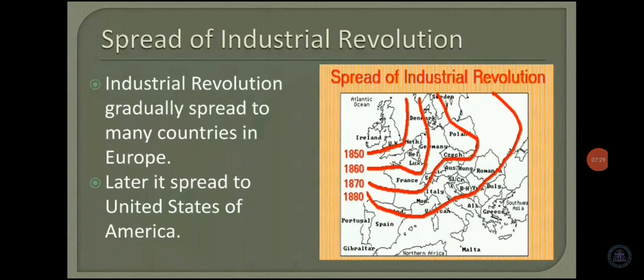Spread of the Industrial Revolution. First, the Industrial Revolution in France. France did not possess as much natural resources as England. The political instability caused by the French Revolution and the prolonged Napoleonic War backed the country.